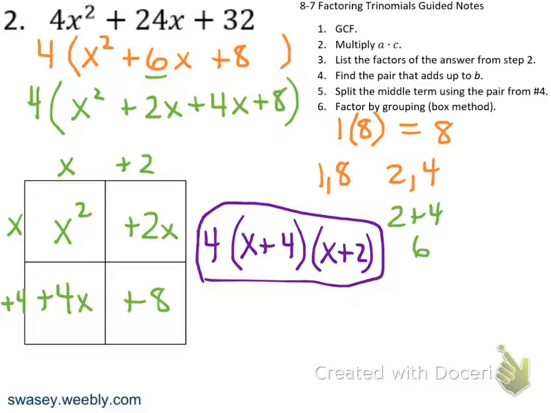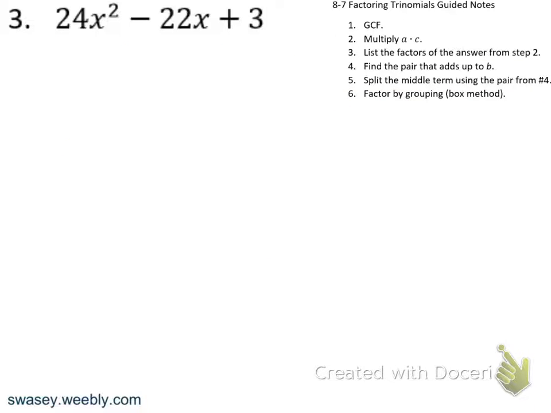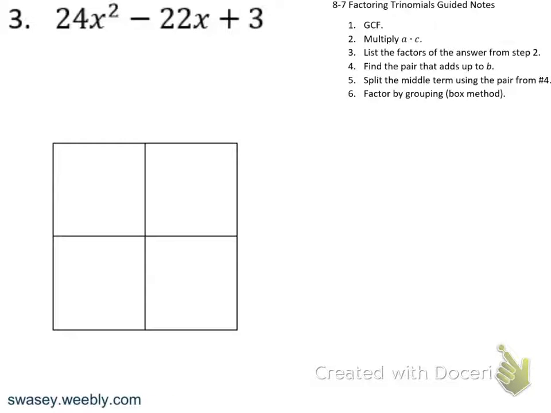So do GCF. If you have one, that'll make your numbers smaller, easier to work with. Greatest common factor here is 1. a times c, 24 times 3 is 72. Looking at factors of 72, we're looking for the pair that adds up to negative 22.